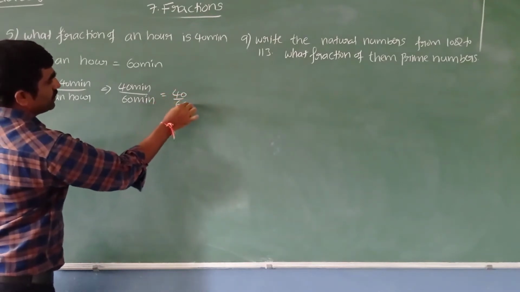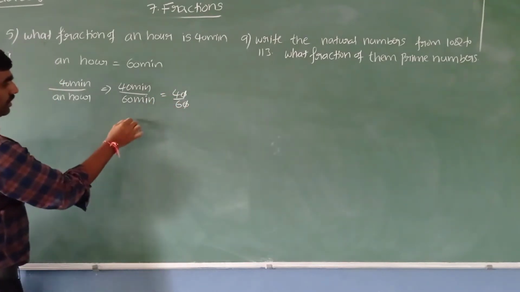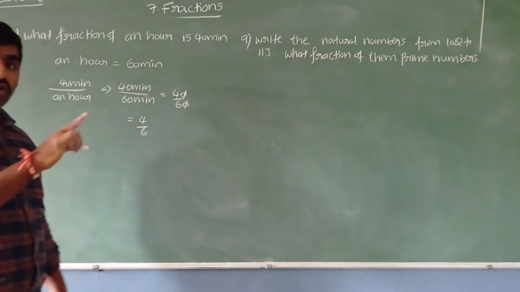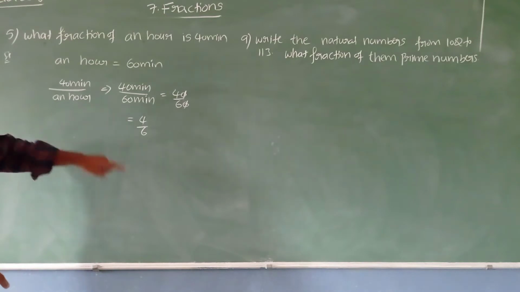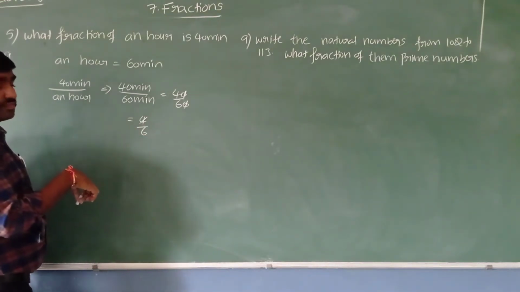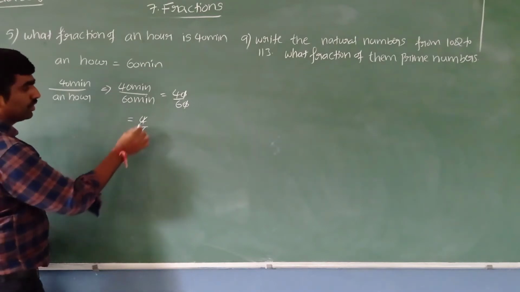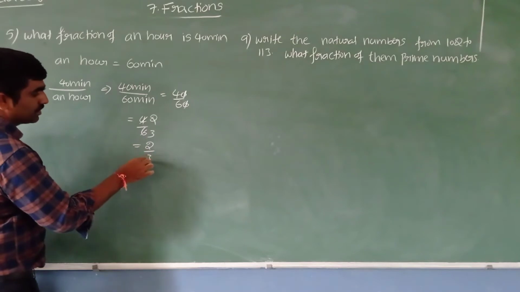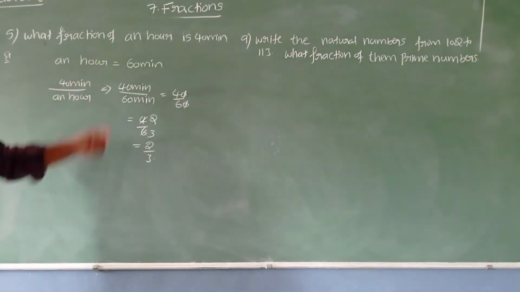Yes, we simplify this. 40 by 60, the 0 cancels, and I can write 4 by 6, but it is not in simplest form, not in lowest form. First we convert it into lowest form, I mean simplest form. How? What is the highest common factor of both numerator and denominator? 2. 2 2s are 4, 2 3s are 6. I can write 2 by 3. Yes, 2 by 3 is the fraction form of this.